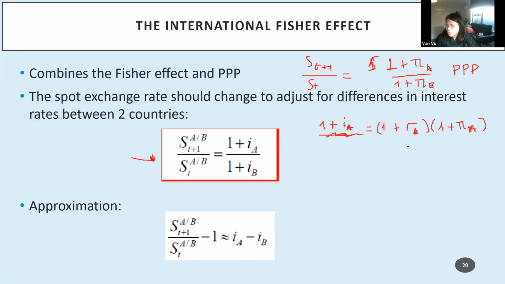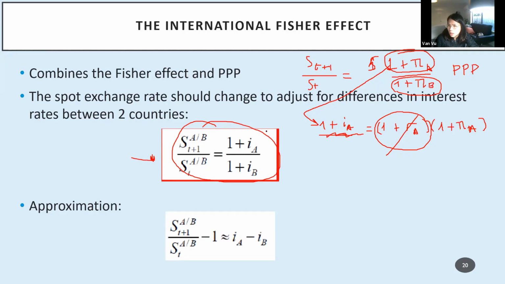Given no changes in the real economy between the two countries, any change in your nominal interest rate should be driven by the change in the price levels in your country. So if we assume there's no change in the real economy, we can substitute 1 plus IA into the numerator of the PPP. Similarly, we can do the same thing for the denominator. If we do that, we will find this equation over here.